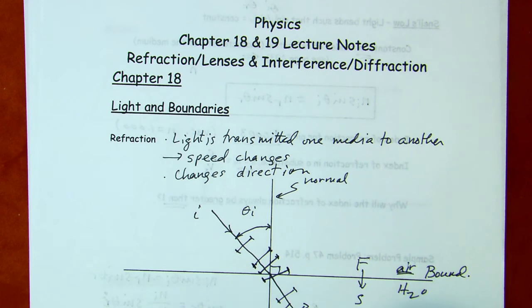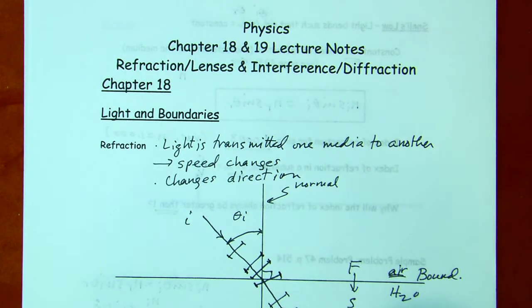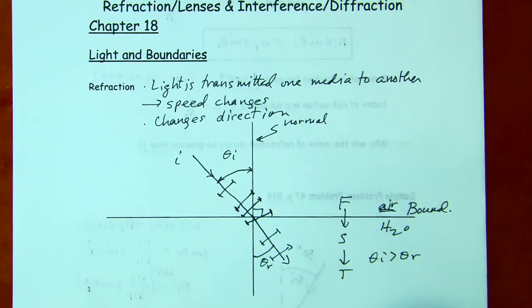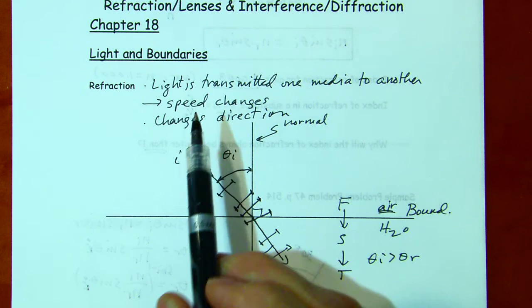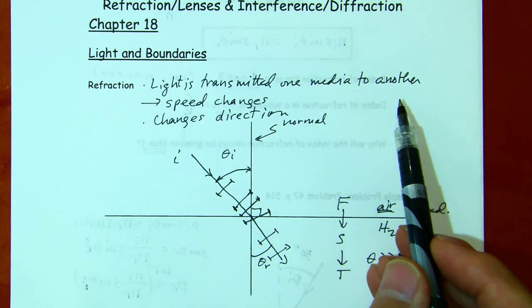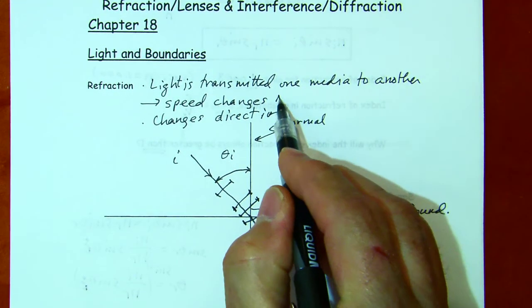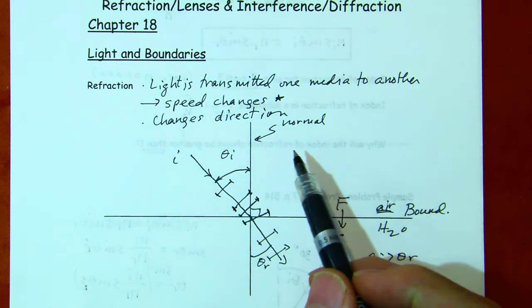Okay, we're going to start with chapter 18. This is the first part of it, and we're going to learn about refraction, a refresher, and then Snell's law, which is going to be the governing equation for us. If you recall, refraction happens when light is transmitted from one media to another. When that happens, speed changes. When speed changes, the light ray also changes direction.